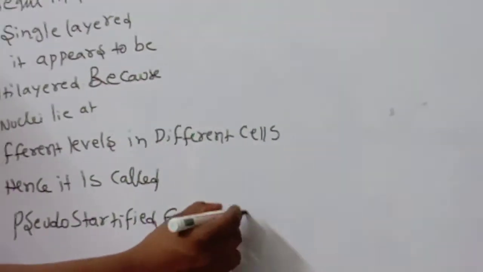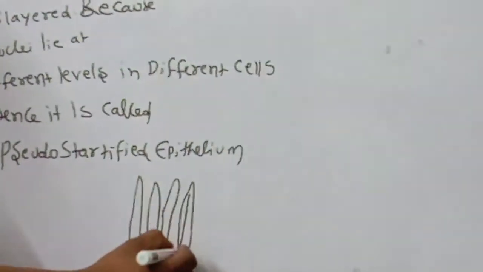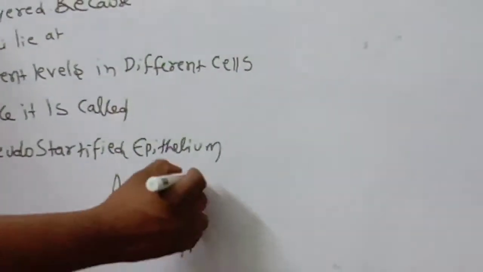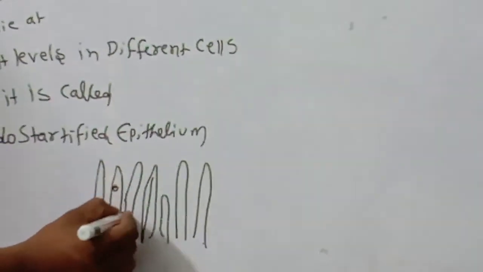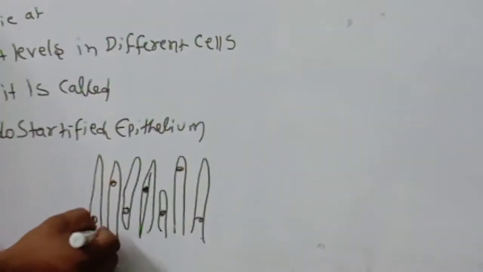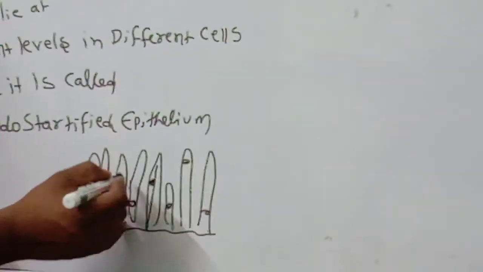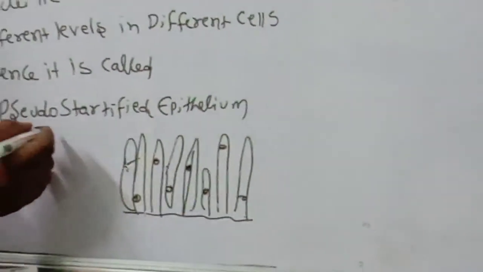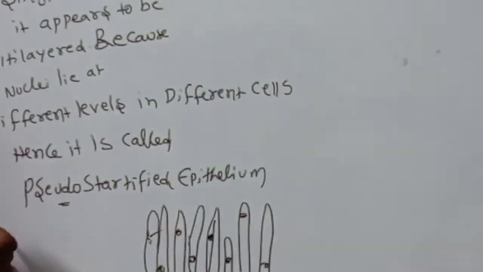It is nothing but like this. There will be one nucleus here, one here, another here, and so on, on the basement membrane. So it appears multi-layered, but it is pseudo-stratified epithelium.